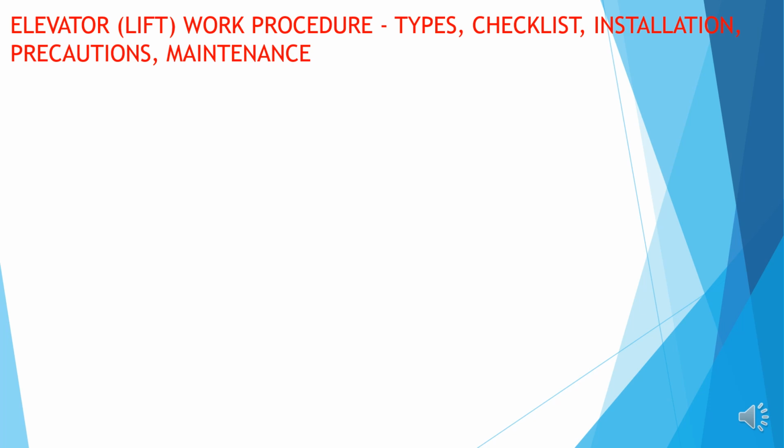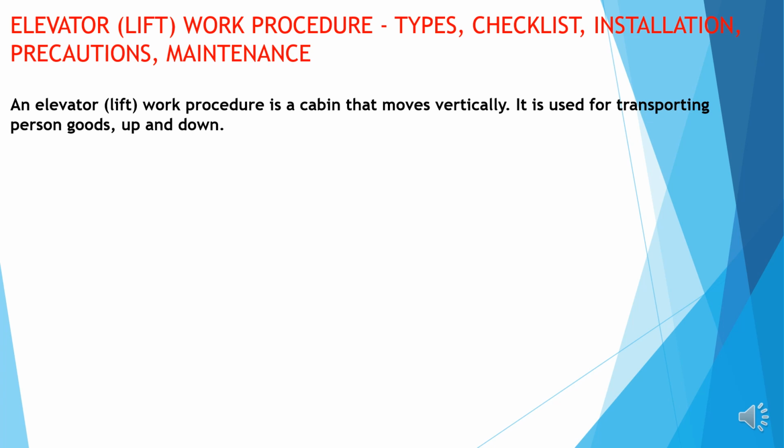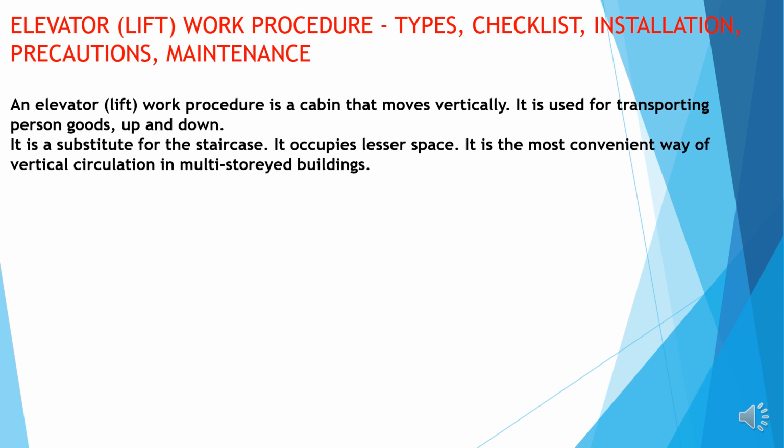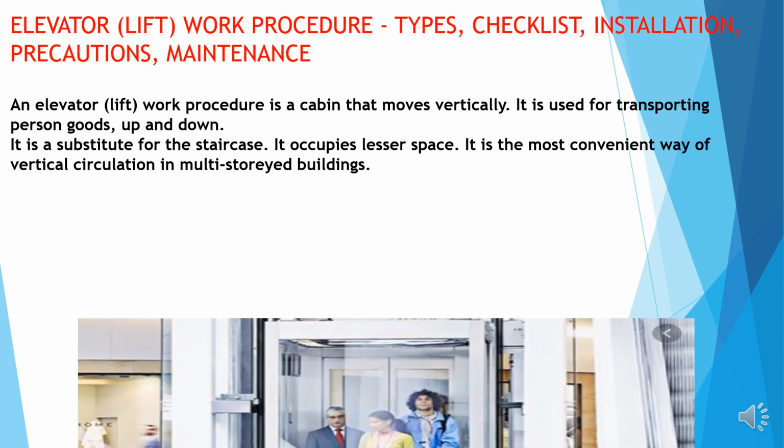Elevator work procedures, types, checklist, installation precautions, and maintenance. An elevator is a cabin that moves vertically. It is used for transporting persons and goods up and down. It is a substitute for a staircase. It occupies less space. It is the most convenient way of vertical circulation in a multi-storied building.